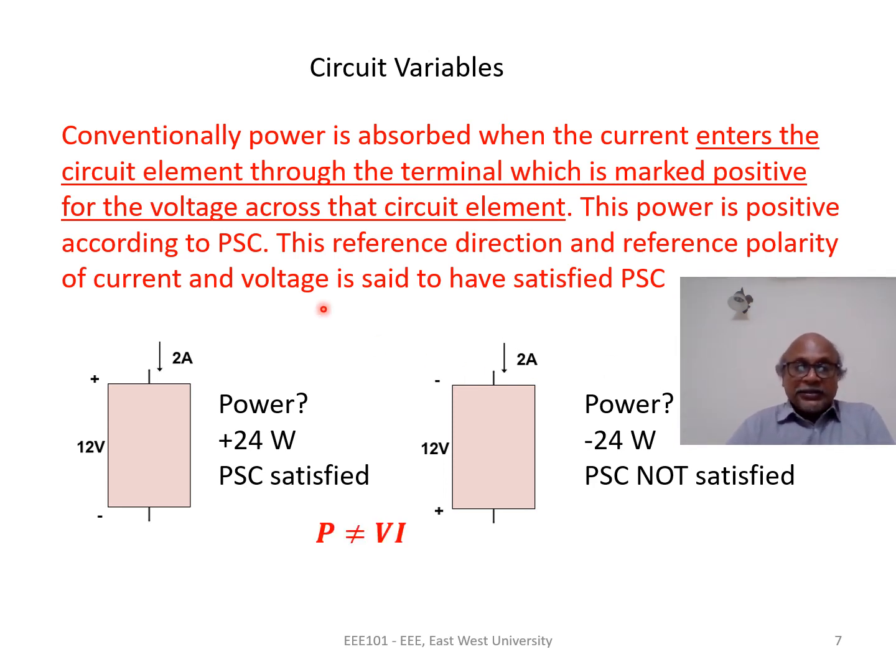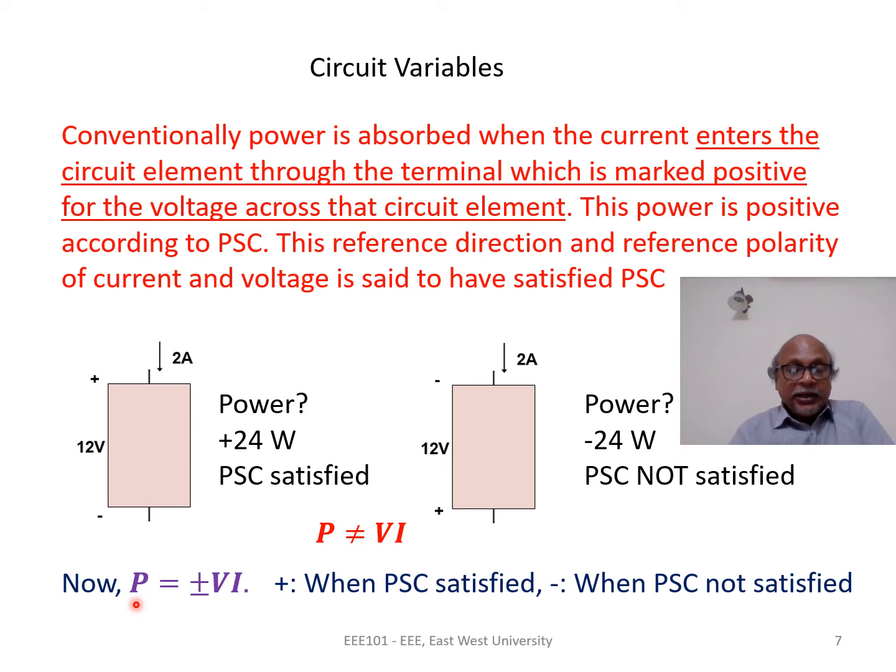So you can see that our old formula P equal to VI does not work here. In the right circuit element, the voltage is positive, the current is positive, but power is negative. So where did this minus sign come from? To accommodate this minus sign, we will have to modify the formula P equal to VI. The formula that you learned in college, P equal to VI, is incomplete. We will unlearn it.